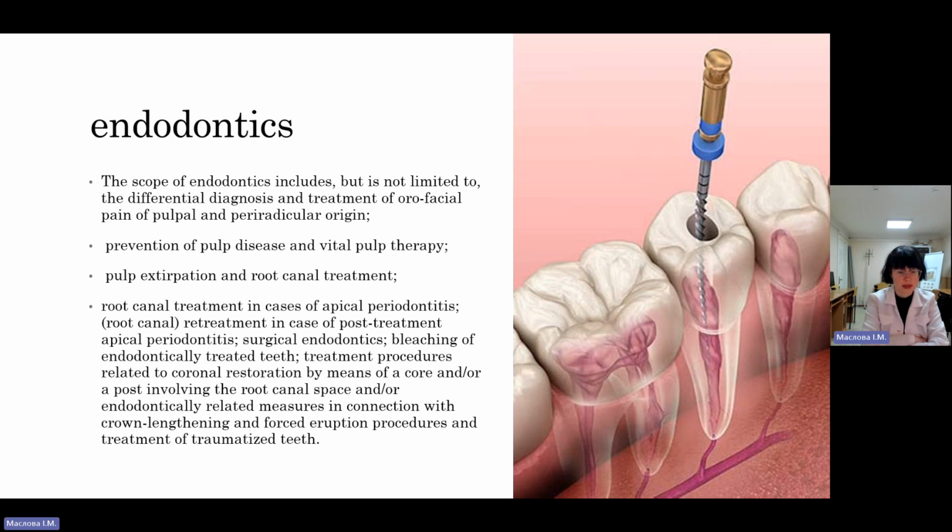The scope of endodontics includes, but is not limited to, the differential diagnosis and treatment of orofacial pain of pulpal and periradicular origin, prevention of pulp disease and vital pulp therapy, pulp extirpation, and root canal treatment in case of apical periodontitis; retreatment in case of post-treatment apical periodontitis, surgical endodontics, bleaching of endodontically treated teeth, treatment procedures related to coronal restoration by means of a core and/or a post involving the root canal space, and/or endodontically related measures in connection with crown lengthening and forced eruption procedures, and treatment of traumatized teeth.